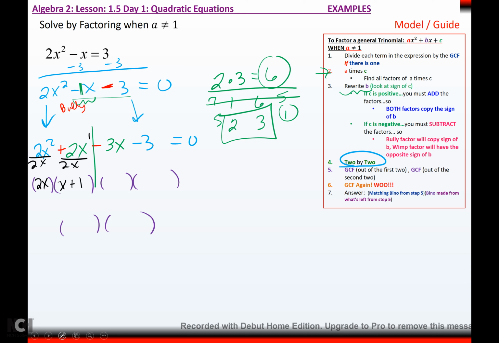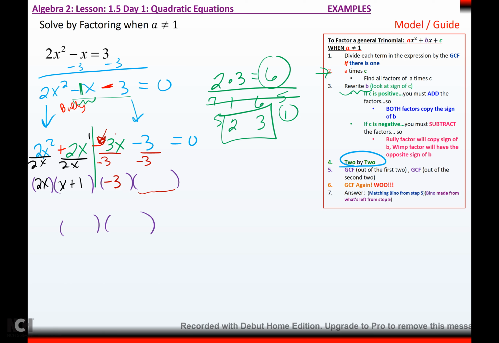GCF on the other side, the only thing these two have in common is a 3. They don't have any x's. And remember, always, always, always take this guy's sign. So my GCF isn't just going to be 3, it's going to be negative 3.